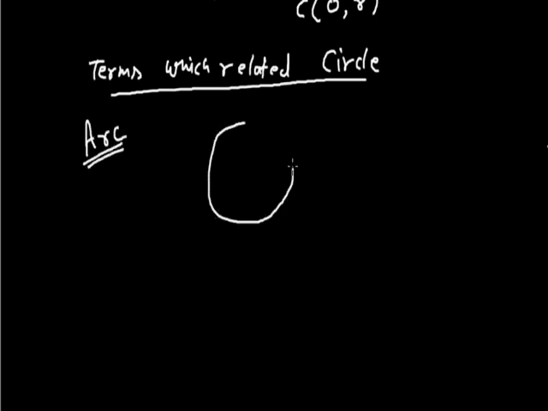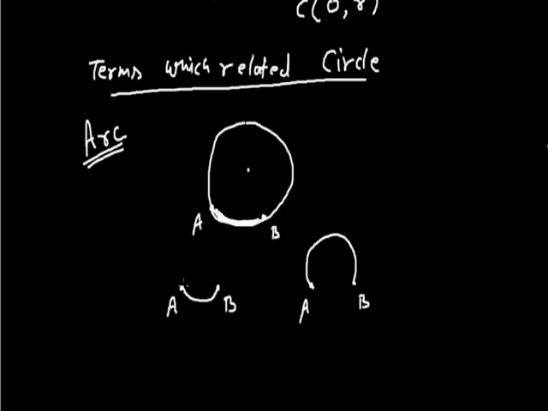Let's say we have a circle here, and this is the center of the circle. Let's say there are two points, point A and point B. Now when we take any point on the circumference of the circle, this portion AB, or you can say a part of a circle, is called the arc. This arc AB, and there is another way. This is also an arc AB.